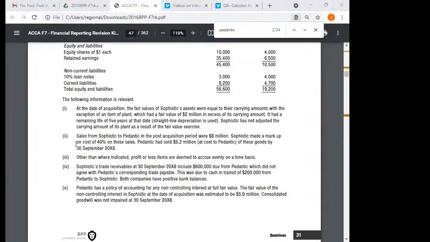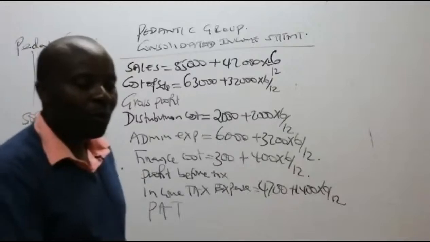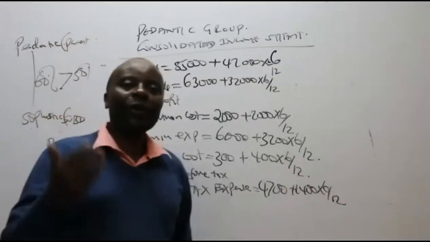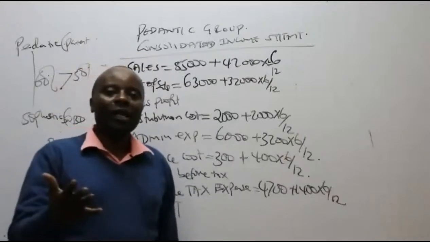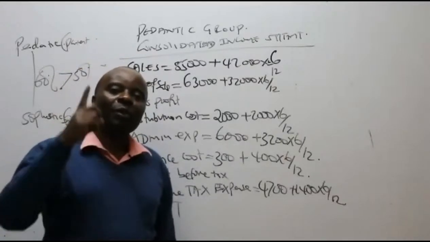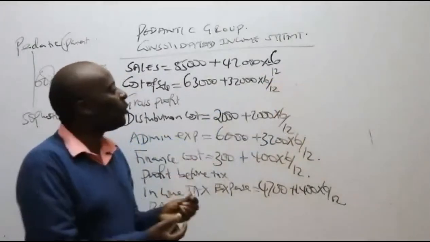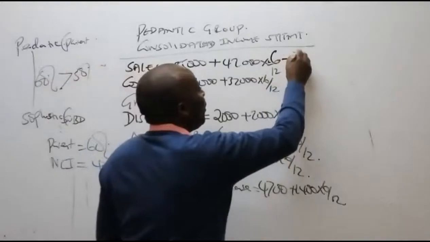So what was the intra-sale? Sales from Sophistic to Pedantic in the post-acquisition period were 8 million. Oh yeah. Hata bila kuendelea kusoma, nimesha realize kwamba there was an internal sale. That internal sale, ladies and gentlemen, is fake. Any internal sale should be subtracted from the group sales and from the cost of sales. So unakuja hapa unasema minus 8,000.